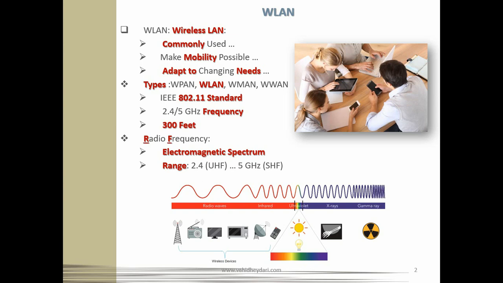Now, back to our discussion here about WLAN or Wi-Fi technology, 802.11. All wireless devices operate in the range of the electromagnetic spectrum, and in particular, wireless LAN networks operate in the 2.4 and 5 gigahertz frequency bands. 2.4 in technical terms is UHF and 5 gigahertz is SHF. But that's beyond the scope of our discussion here.